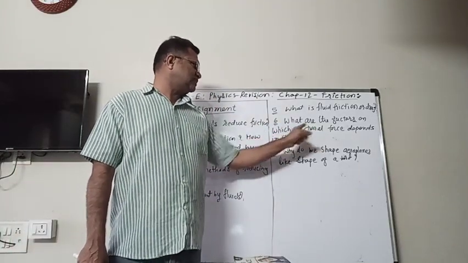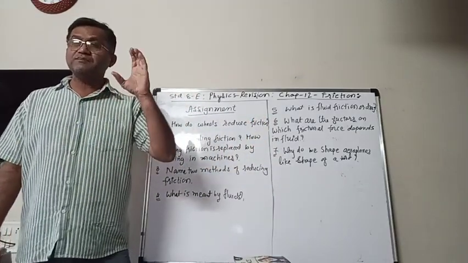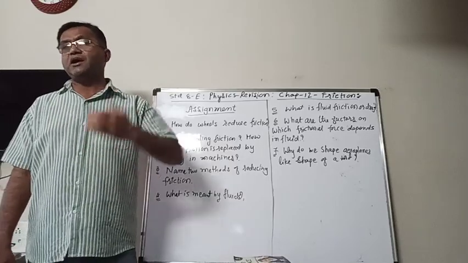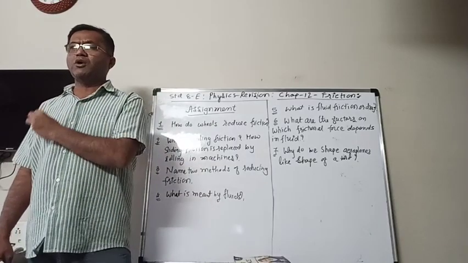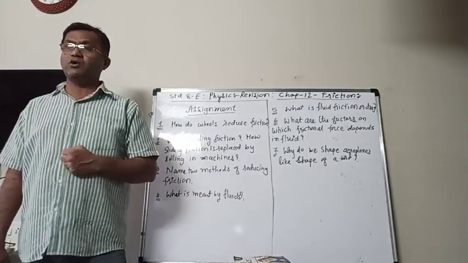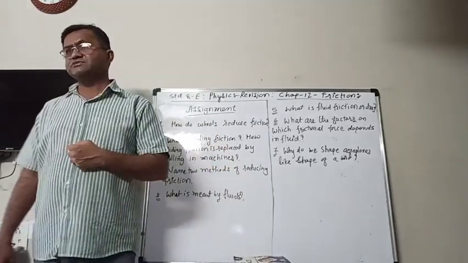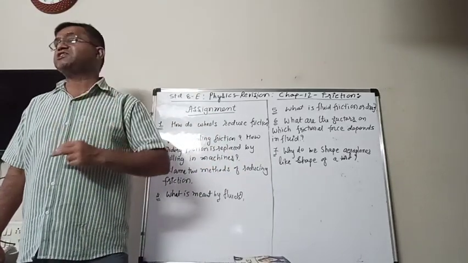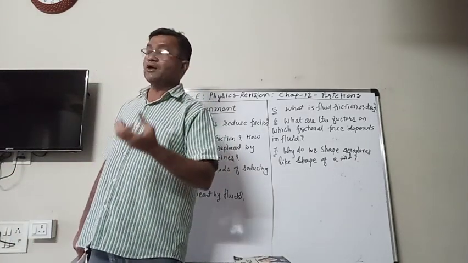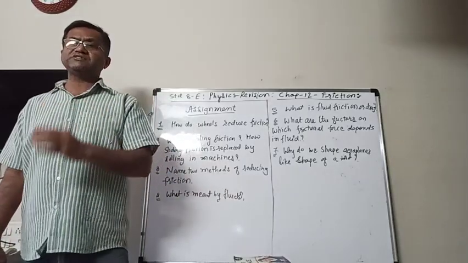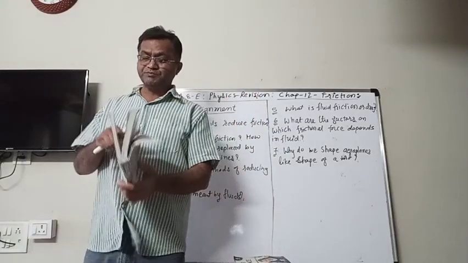So the frictional force in a fluid depends on two big factors. One is the speed of that object in the fluid. It means if its speed is more, then the frictional force is also more. If the speed is less, the frictional force is also less. Similarly, the nature of that fluid matters: if the fluid is thicker or thinner, the frictional force is also more or less.